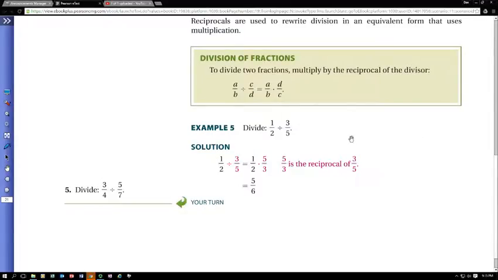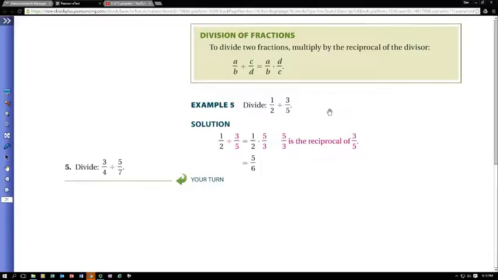So let's look at this first example of division. As I go through this, I'll say, well, I got 1/2 divided by 3/5. And what the first step should be then is to change this division into a multiplication, and then I follow the multiplication rules. So once I have multiplication, I multiply numerator times numerator, denominator times denominator.